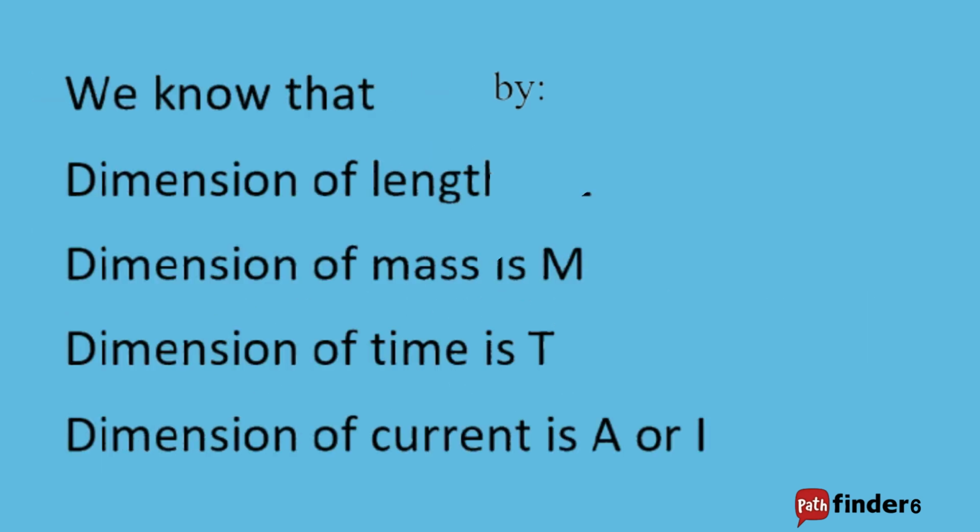We know that dimension of length is L. Dimension of mass is M. Dimension of time is T. Dimension of current is A or I. All dimensions should be written in capital letters only.